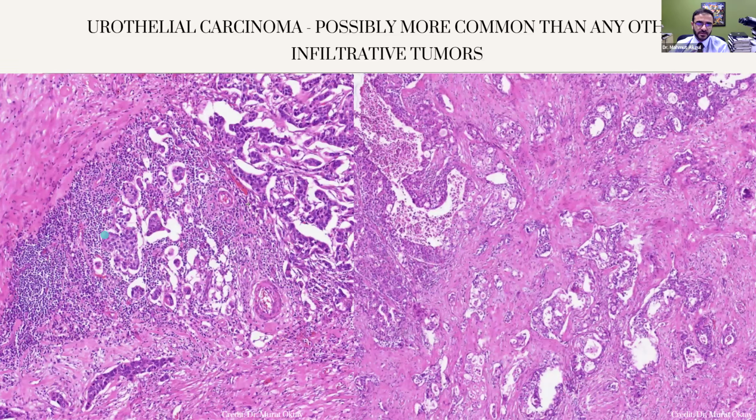Here's an example of a renal pelvic mass. It is not as ugly as it looks, but I just want to give you an example of the urothelial carcinoma in the upper tract and the loss of mismatch repair protein.